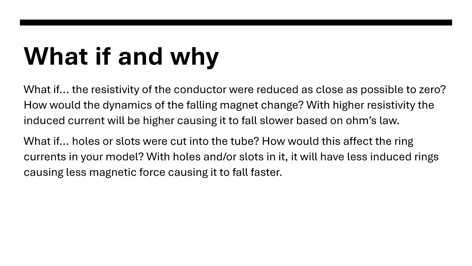What if holes or slots were cut into the tube? How would this affect the ring currents in your model? With more holes and slots in the tube, there will be fewer induced rings. With fewer induced rings, we would have less magnetic force, and magnetic force is the force counteracting the force of gravity. Therefore, the bar magnet would fall faster down the tube.